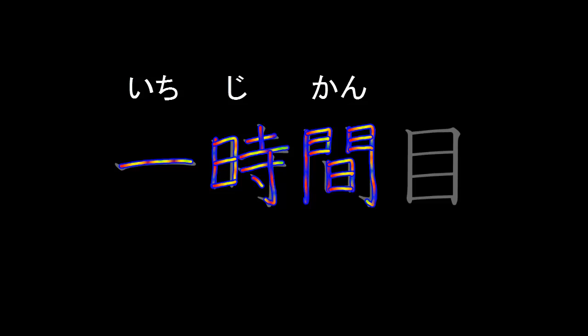Finally, to turn 1 hour long, ichijikan, into first period, we're going to add this character on the end: down on the left, across on the right, fill in the middle, left to right, 1, 2, and then close our box. And you will probably recognize that as the character meaning eye, as in what you see with.